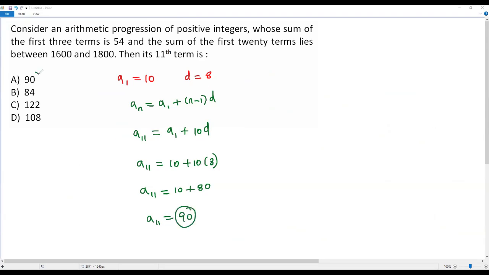We find 90 in answer choice A. The correct answer choice for this question is A, 90.